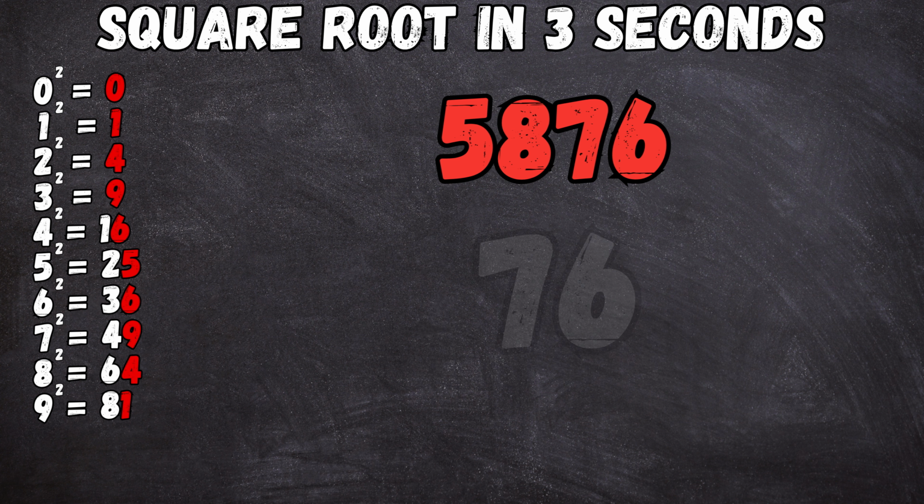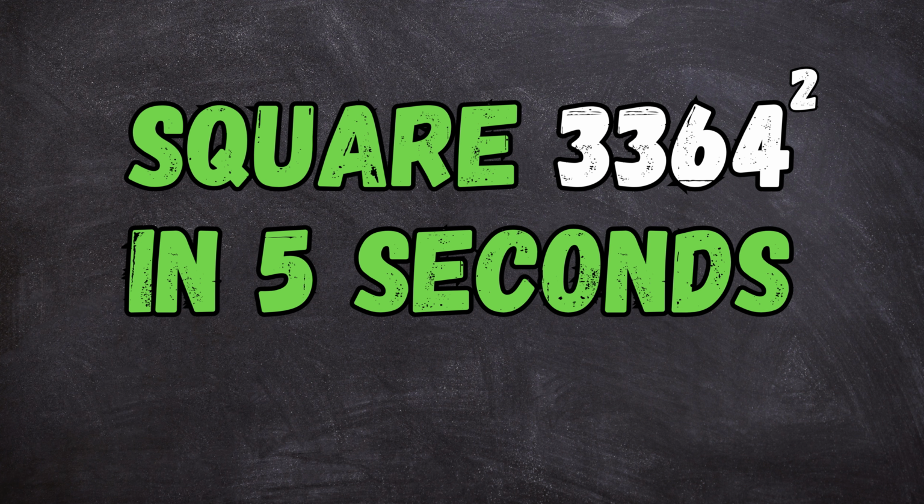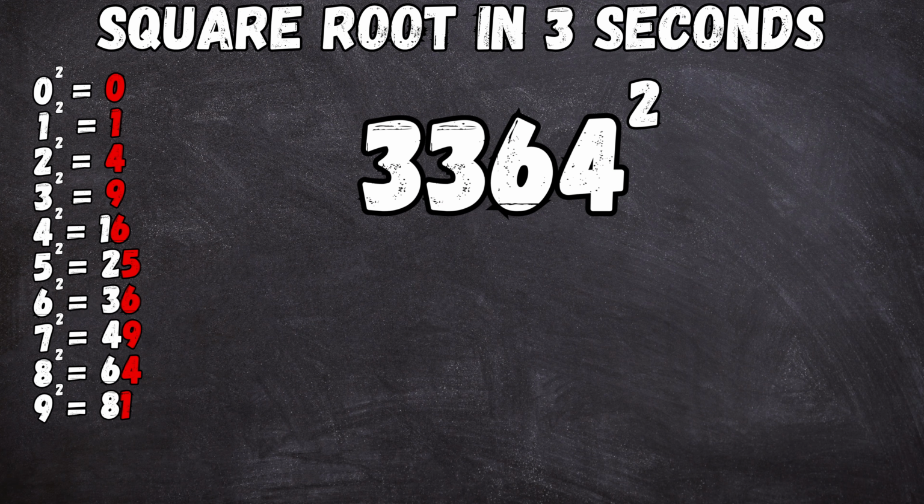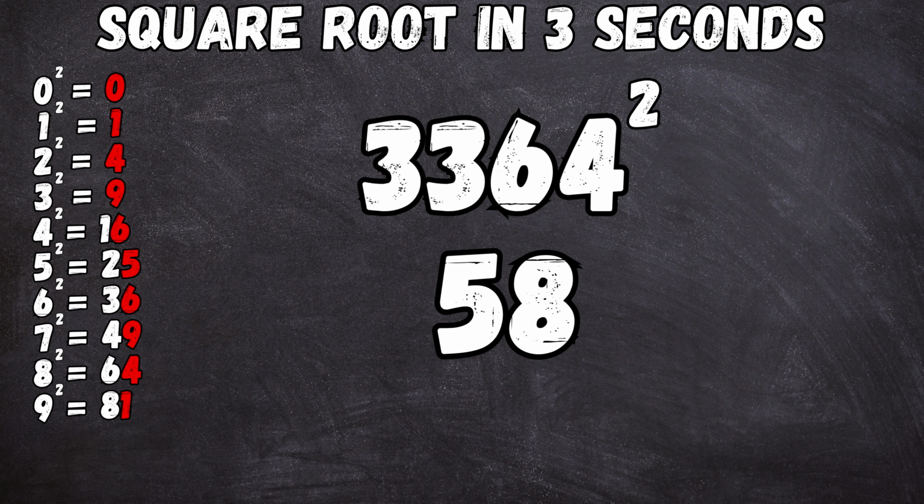Let's circle back to the question we asked at the beginning. What is the square root of 3,364? Try applying what you just learned. I'll wait. Got it? The answer is 58!